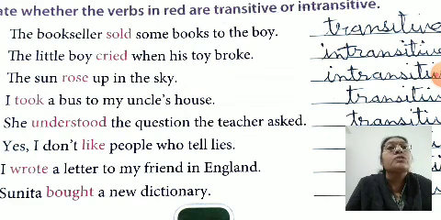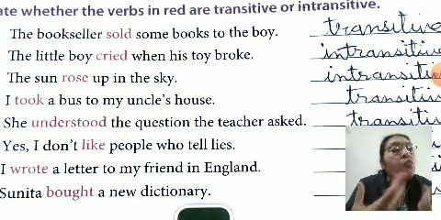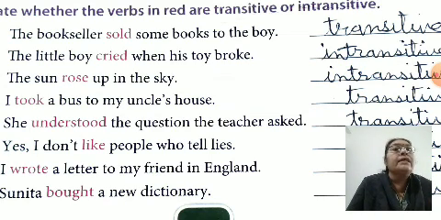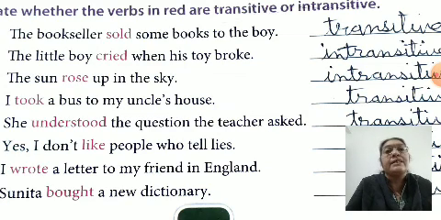The bookseller sold some books to the boy. Transitive: the bookseller sold, but what? So it's transitive, depending on the object. The little boy cried. Cried, no need for an object. It's called an intransitive verb. The sun rose up in the sky. The sun rose up, that much is enough. No need to ask the question what, when, who. So it's an intransitive verb.